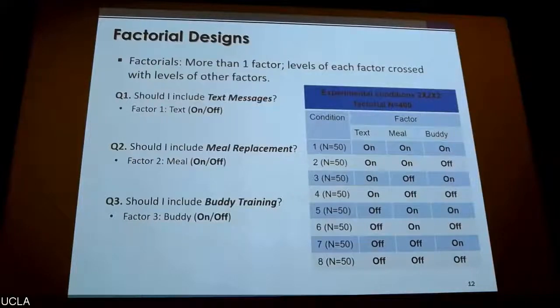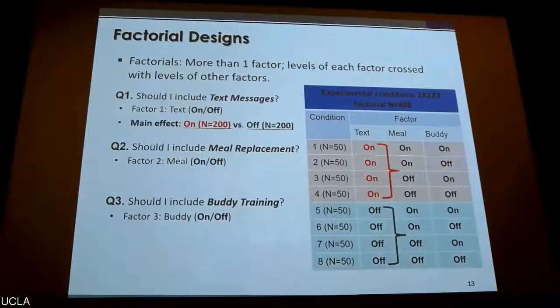Let's assume that I conducted the trial and collected the data. My outcome is weight loss at the end of the program. Again, how do I answer these three scientific questions? By estimating main effects, right? So the first question, should I include text messages?